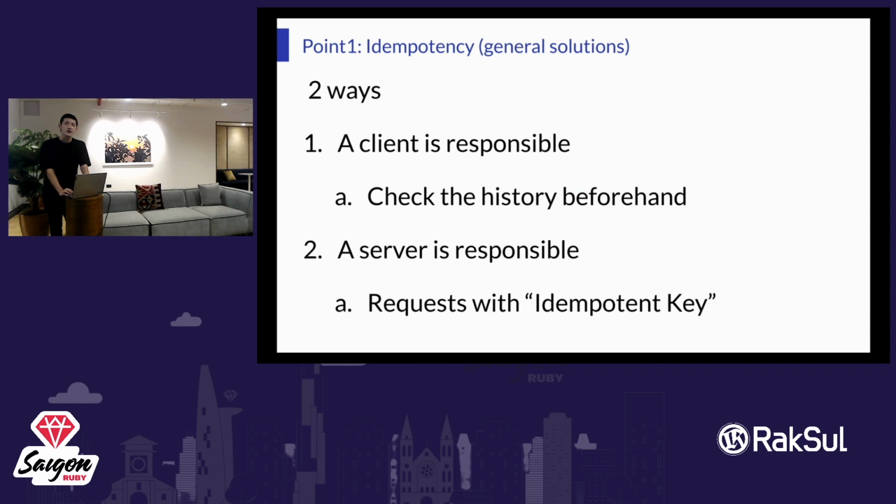Generally, there are 2 ways to solve the problem. For the first solution, the client is responsible for idempotency, which means checking the history beforehand. For the second solution, the server is responsible for idempotency, so the request is sent with an idempotency key.